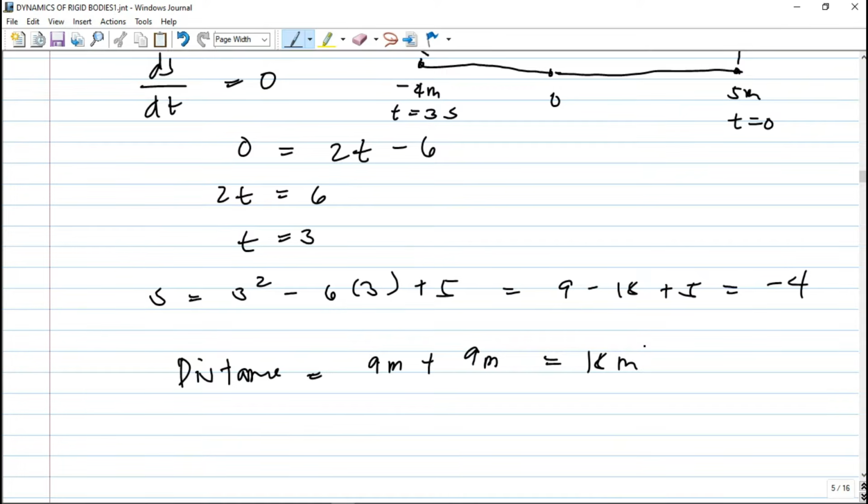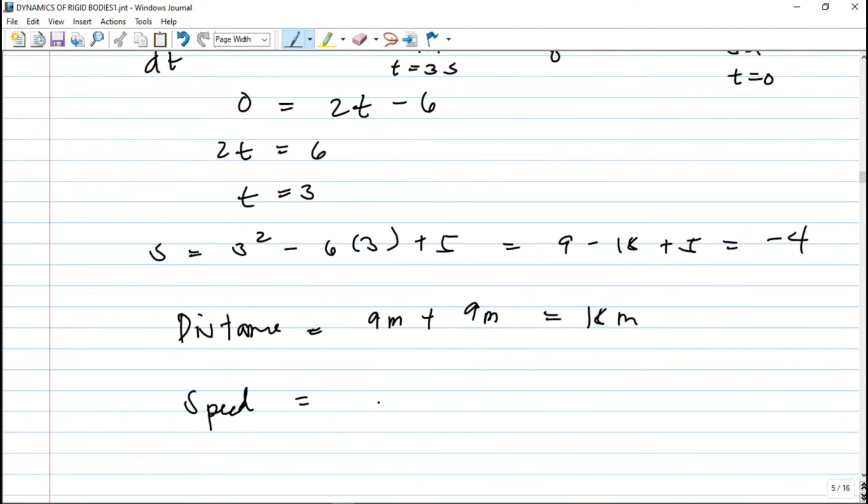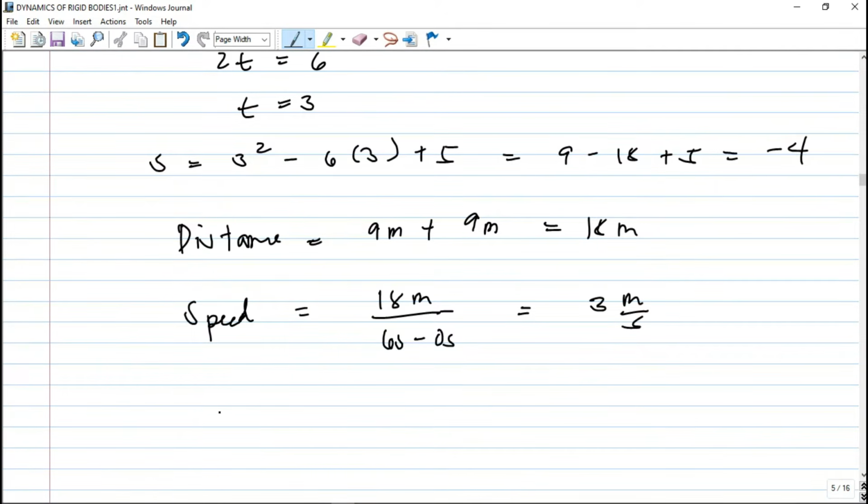Now we can solve for the average speed. So we have here 18 meters, that is your total distance traveled. Then we have the change of time, that is 6 seconds minus 0 seconds. Okay, so we have here 3 meters per second. So that is the average speed of this particle. So this is speed, 3 meters per second.